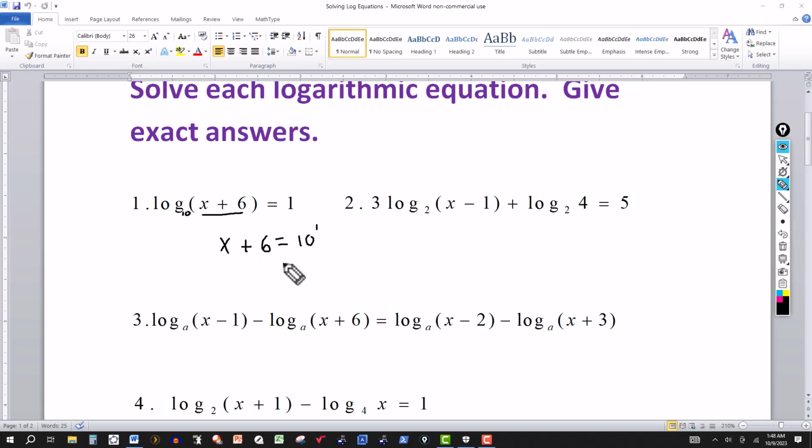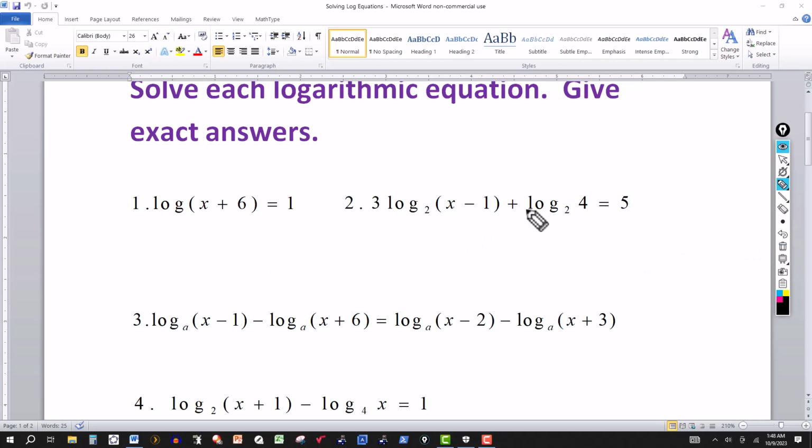x plus 6 equals 10 to the first. Subtract 6 from both sides. You get x equal to 4. You can normally check these by just plugging back in. 4 and 6 is 10. 10 to what power gives me 10? 10 has to equal this base taken to that power, and it does. 10 equals 10 to the first. That's your quick check on that.